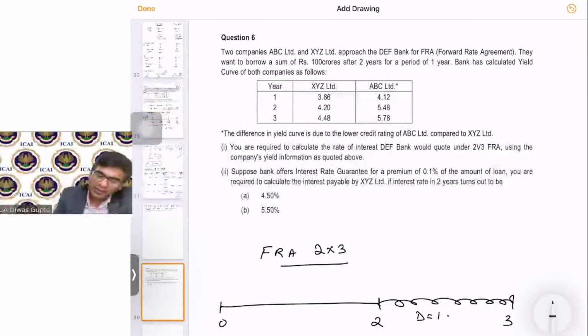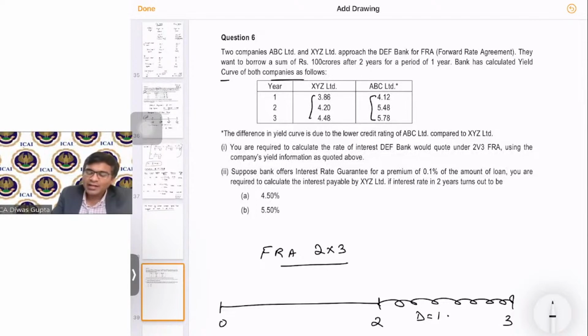Bank has calculated the yield curve of both the companies. Now see students, the yield curve all of you know. In our previous session, we covered what is yield curve. Yield curve is yield on y-axis and maturity on x-axis. And as the maturity increases, the yield also increases. The same thing is evident here.